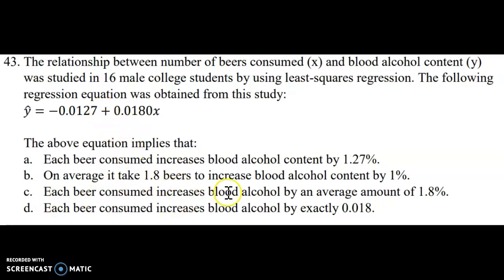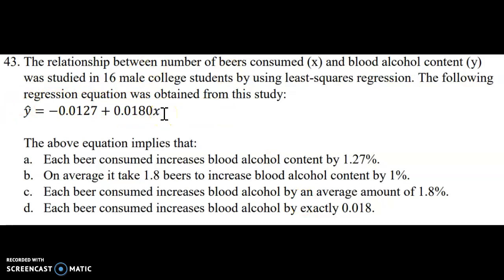Each beer consumed, so that 1 unit increase in the independent, increases, yep, that was a positive number there. Blood alcohol, yep, that was the Y. On average, yes, by an amount of 1.8%. That's it right there. Okay, let's see why D's not it. Each beer consumed increases blood alcohol by exactly 0.018. Nope, it's not an exact measurement because this equation here is going to be an estimate anyway.